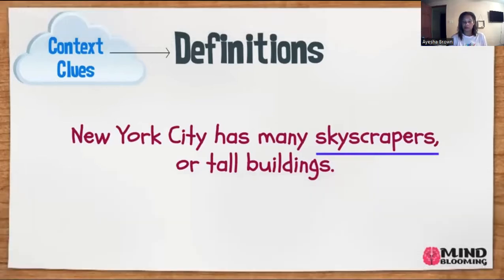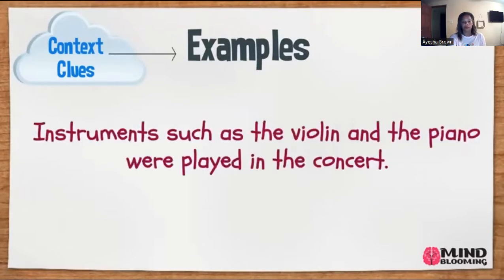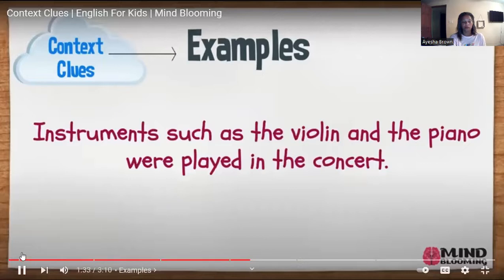The word "or" tells me that skyscrapers and tall buildings are very similar in meaning. That means skyscrapers means tall buildings. Now let's see how examples in a sentence could be clues to the meaning of a word that I don't know. Instruments such as the violin and the piano were played in the concert.